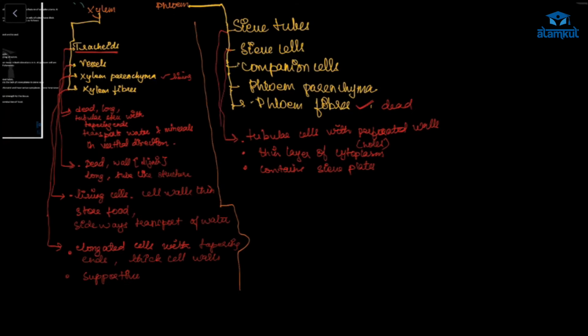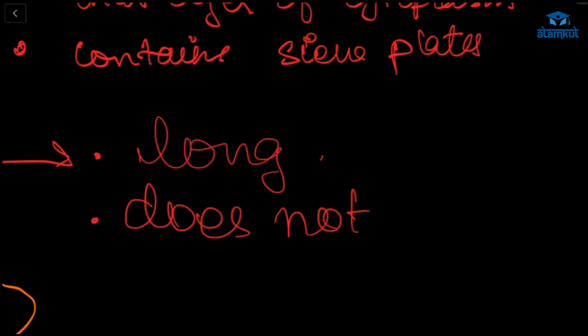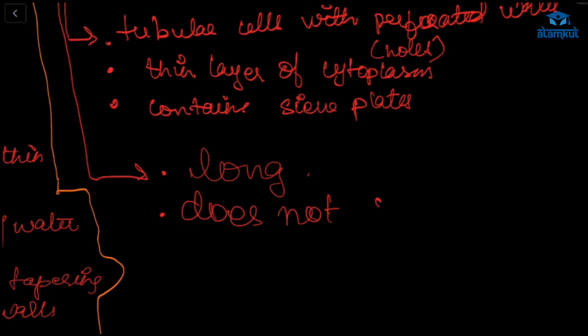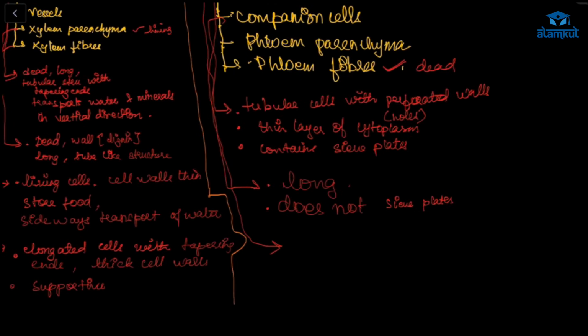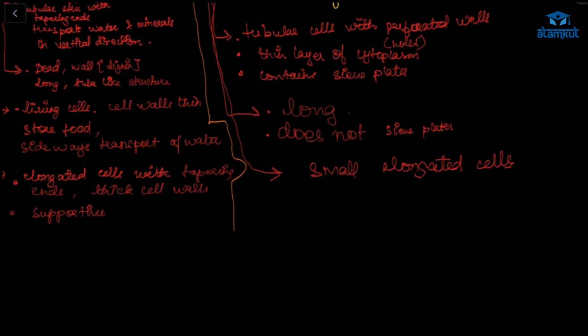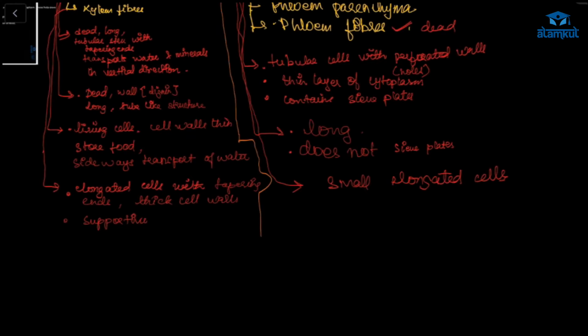Now sieve cells are long and do not contain sieve plates. Next we have companion cells. They are small elongated cells. Their walls are not perforated and they have active cytoplasm, and they help sieve tubes in the translocation of food.